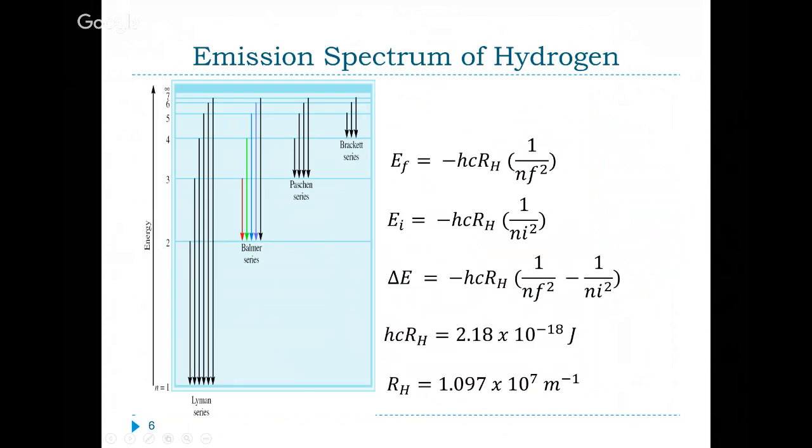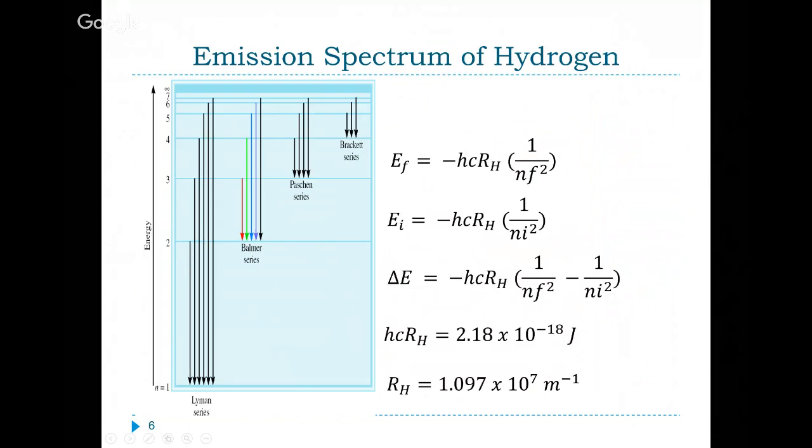Balmer is transitioning to n equals 2, Paschen n equals 3, Brackett n equals 4. So it's within the Balmer series that we actually see the visible colors of light. Here we're at too high of an energy to actually see that. That would be on the UV side, right? And on this side, then we're in the infrared side. So we can't see infrared, we can't see UV radiation.